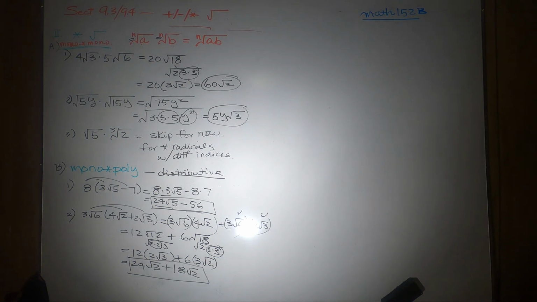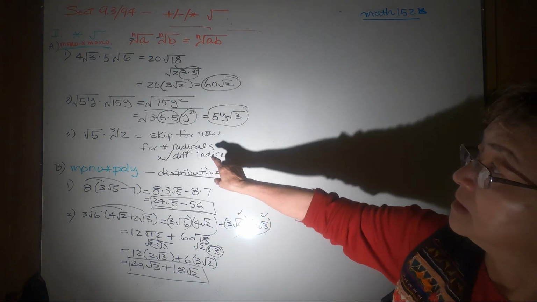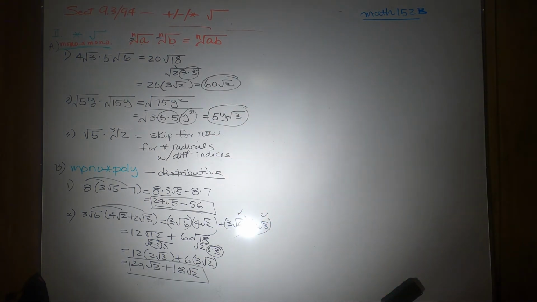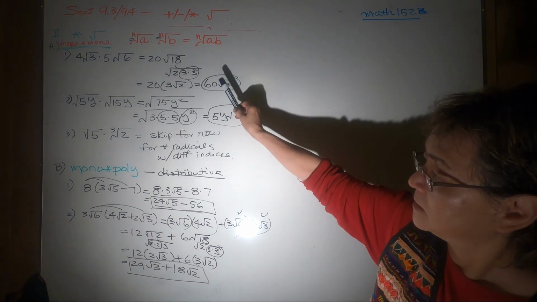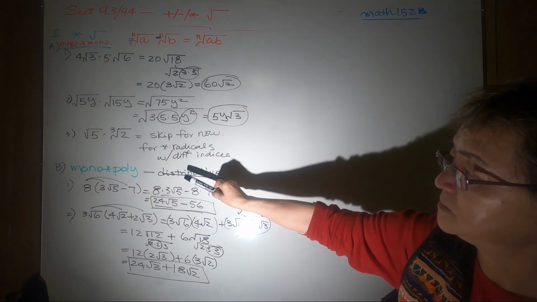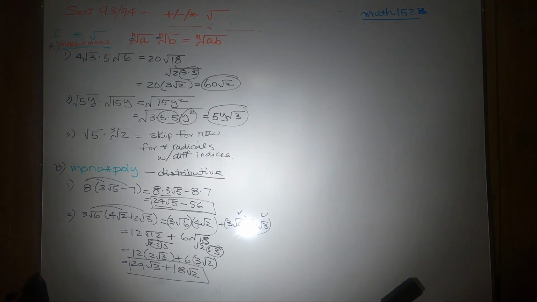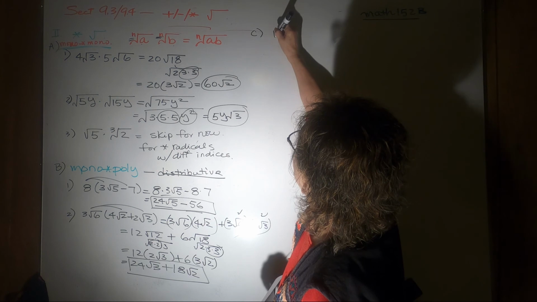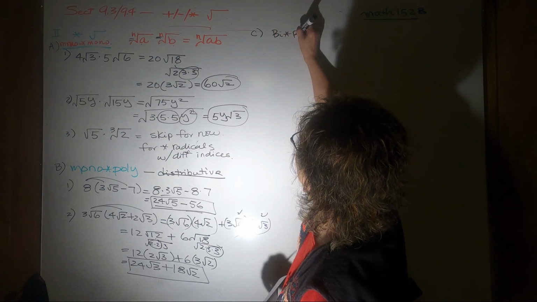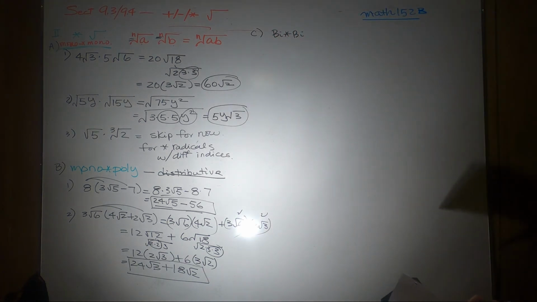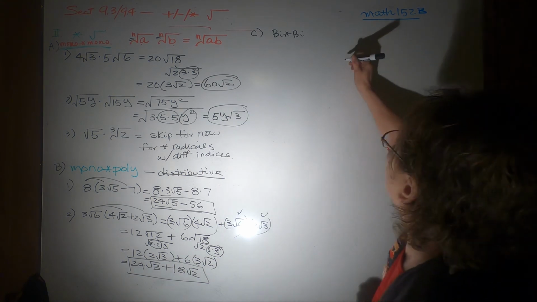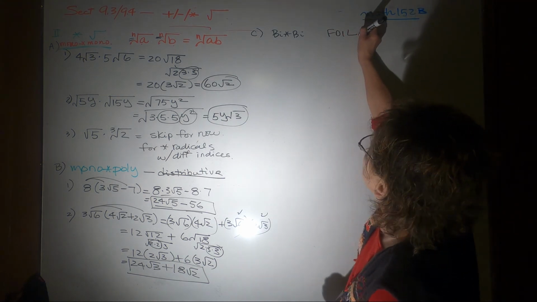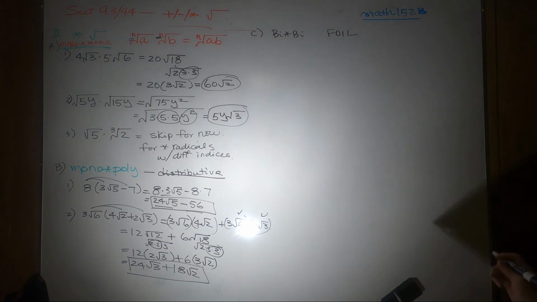Right? So we did what? One term times one term. Here, one term times many, many terms. Right? We also do what? Binomial times binomial. 2 terms times 2 terms. Then we should use what? FOIL. Right? Distribute everything.